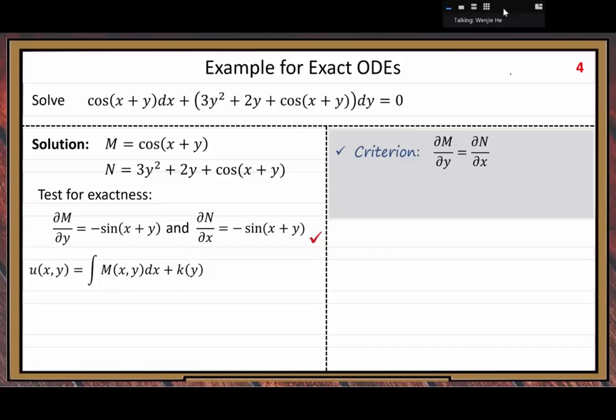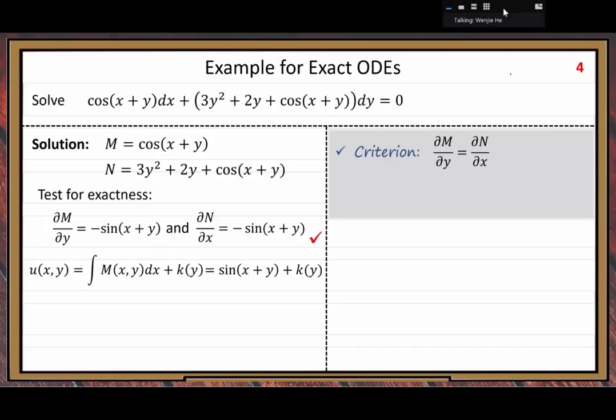Second step, write u of x, y in two different forms. Based on partial M over partial y, we can write our first form. Based on partial N over partial x, we can write our second form. K of y. dx should be here, right? Yeah, M over y.